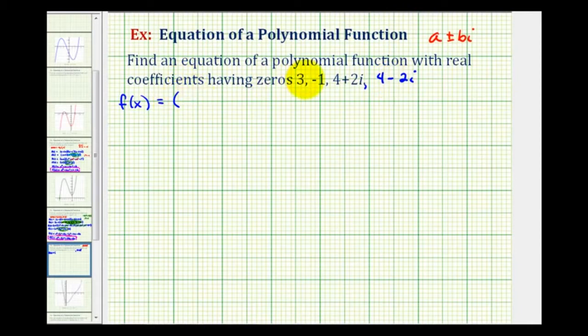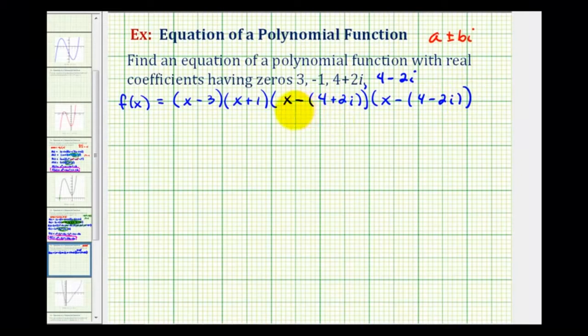So if we have a zero of positive 3, the function must contain a factor of x minus 3. If we have a zero of negative 1, we must have a factor of x minus negative 1, which simplifies to x plus 1. If one of the zeros is 4 plus 2i, one factor must be x minus the complex number 4 plus 2i. And if we have a complex zero of 4 minus 2i, one of the factors must be x minus 4 minus 2i.